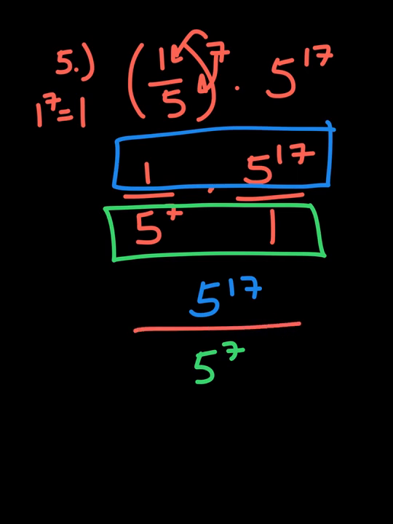Now I have like bases being divided. And again, I want to think that they're almost in a battle. 7 of these are going to cancel with 7 of these, leaving me with a total of 10 5s left.